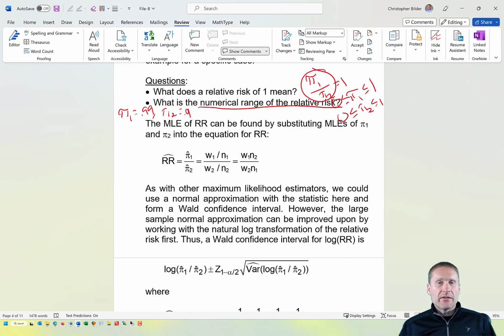How can I estimate the relative risk? Well, all I need to do is put hats on top of the parameters that we don't know. By putting those hats there, I'm putting in the maximum likelihood estimators. And in the end, the maximum likelihood estimator for RR, called RR hat, is pi 1 hat divided by pi 2 hat. For those of you who've had a mathematical statistics course, you've heard of the invariance property of maximum likelihood estimators. That's why, by putting the hats on it, this is also the maximum likelihood estimate for RR.